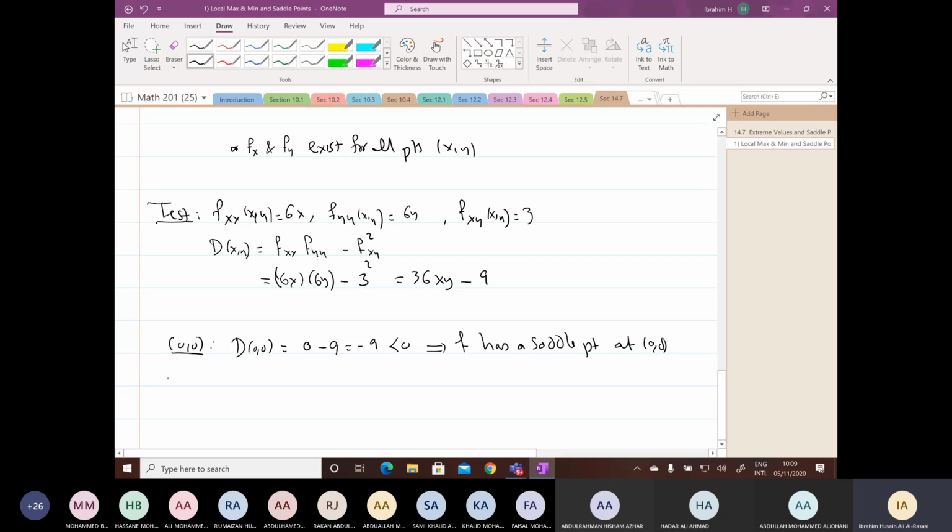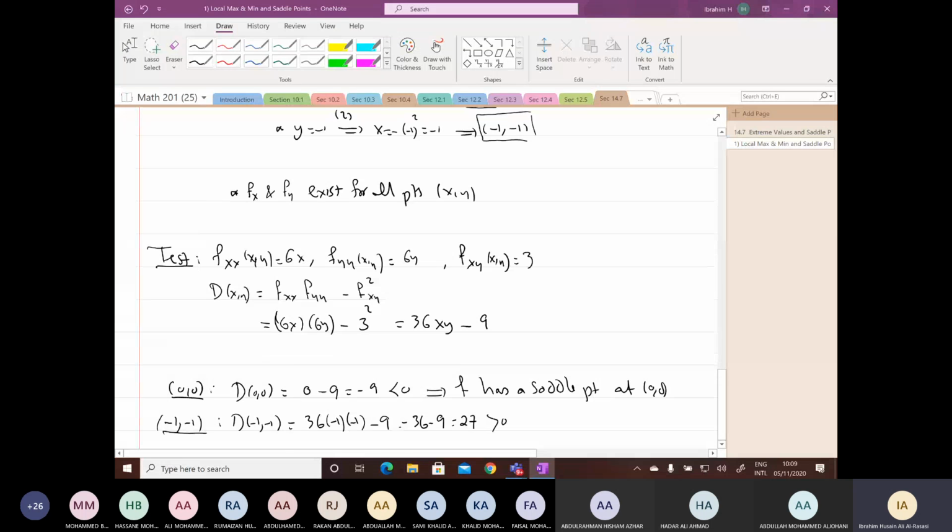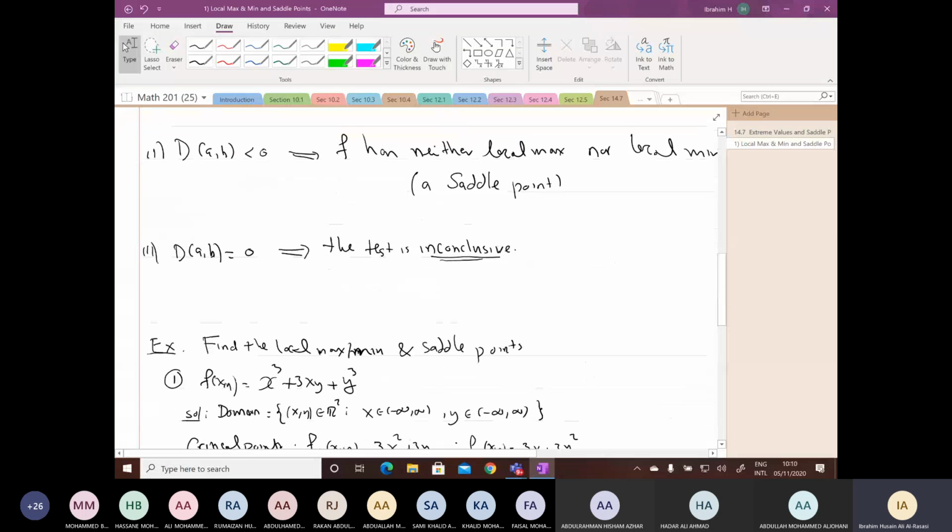Now at (-1, -1). Again, the discriminant at (-1, -1) is 36 times minus 1 times minus 1 minus 9. So it's 36 minus 9, which is 27. This is positive. If the discriminant is positive, we have to check another sign.